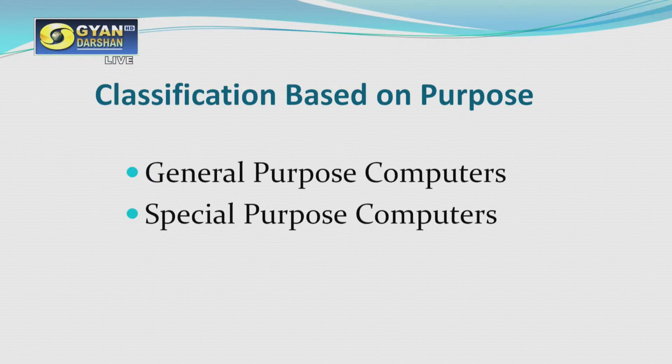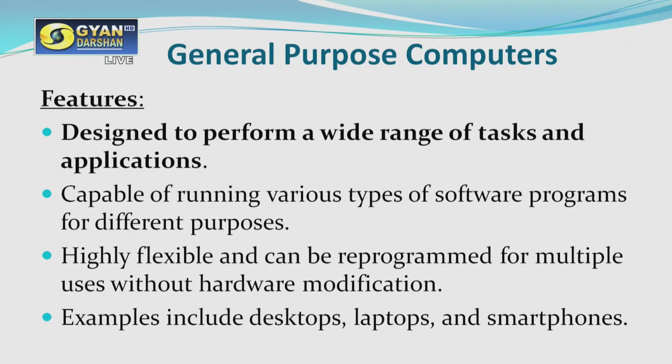Based upon the purpose of use, computers can be classified into general purpose computers or special purpose computers. General purpose computers are designed to perform a wide range of tasks and applications. They are capable of running various types of software programs for different purposes, are highly flexible, and can be programmed for multiple users without hardware modifications. Some of them you can categorize as desktops, laptops, smartphones, etc. These can be used for any kind of general software or general applications.